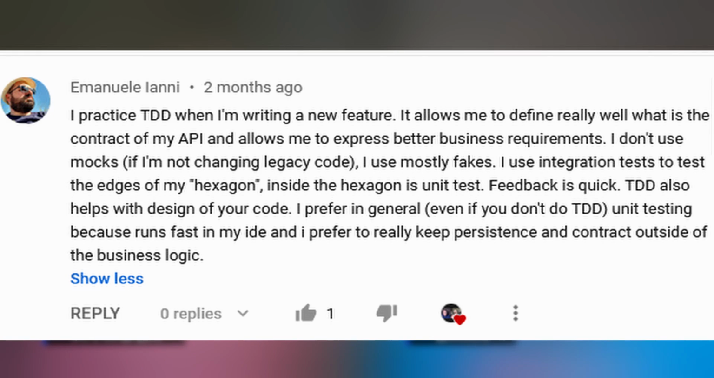This is from Emanuele Ianni, where he says that he practices TDD when writing new features and that he doesn't use mocks. If not changing legacy code, he uses mostly fakes and integration tests to test the edges of the hexagon. Inside the hexagon, everything is unit tested and the feedback is quick. This all reads to me like a dream.